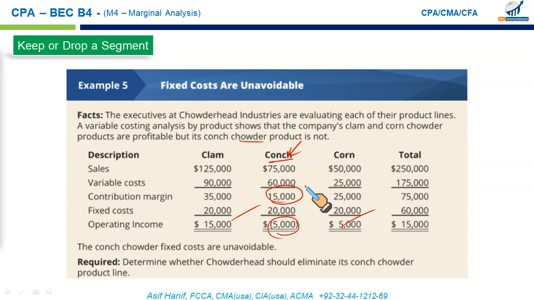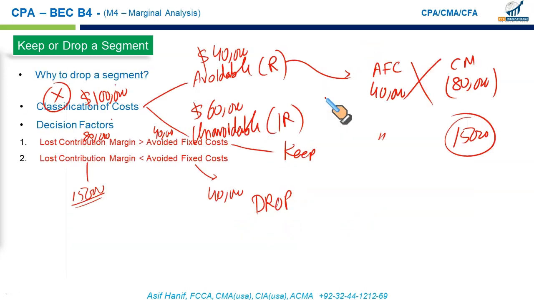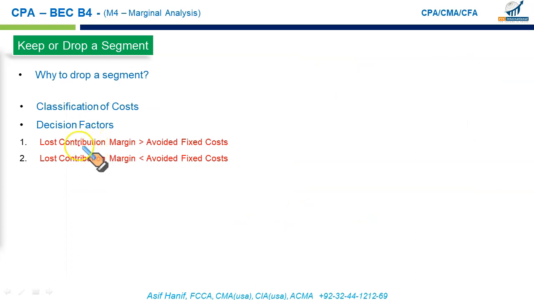What should we compare this 15,000 with? You should compare the contribution margin with the avoidable fixed cost. Since the contribution margin is more than the avoidable fixed cost, which is 0 in this case, and as per our previous understanding, the lost contribution margin if we discontinue this item is 15,000. It is greater than the avoidable fixed cost. Avoidable fixed cost is 0. So we should keep it.